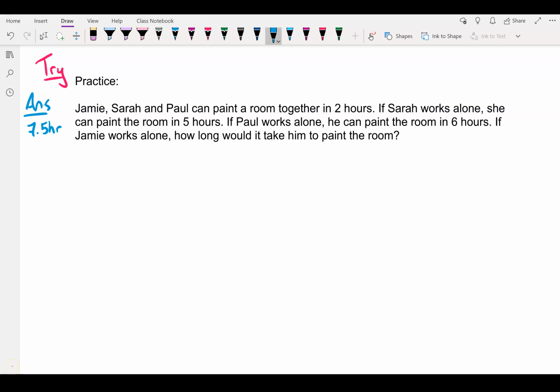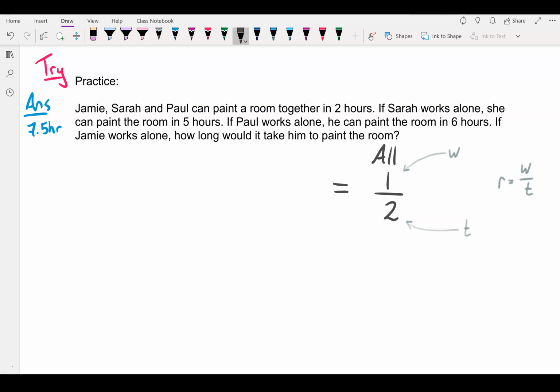It says Jamie, Sarah, and Paul, 3 people, can paint a room together in 2 hours. And so together means that all of them together, all 3 of them, are going to be able to paint one room in 2 hours. And once again, for the last time, this is our work on top, how many things we've managed to accomplish, and then our time on bottom. And why do I set it up this way? It's because our rates. So I'm always dealing with my rates, which are work over time. Now, that's if they paint it all together.